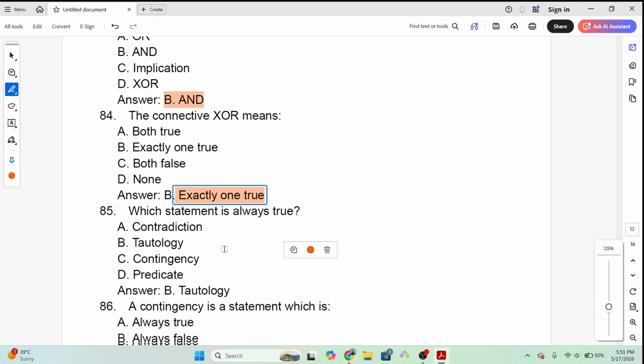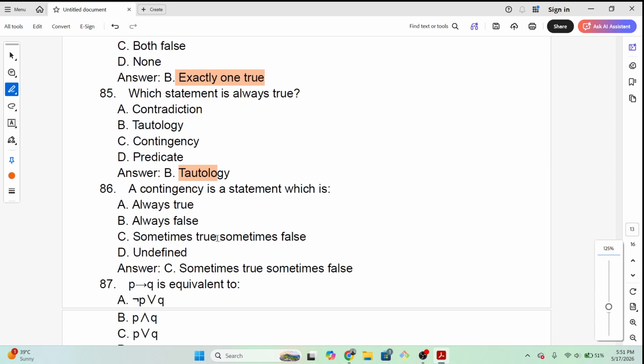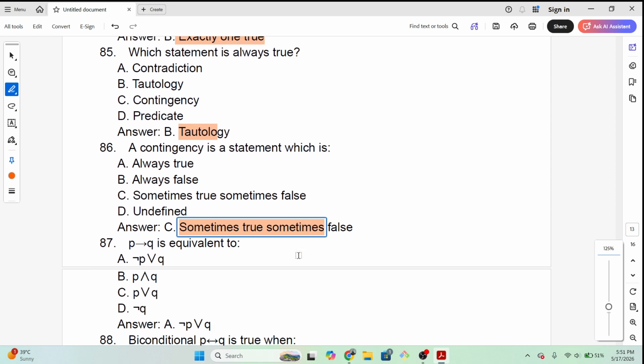Which statement is always true, in logic? A contingency statement indicates some values are true and some are false. What is a tautology? All values are true. What is a contradiction? All values are false. And if some values are true and some are false, that is called what? That is called contingency. Okay.